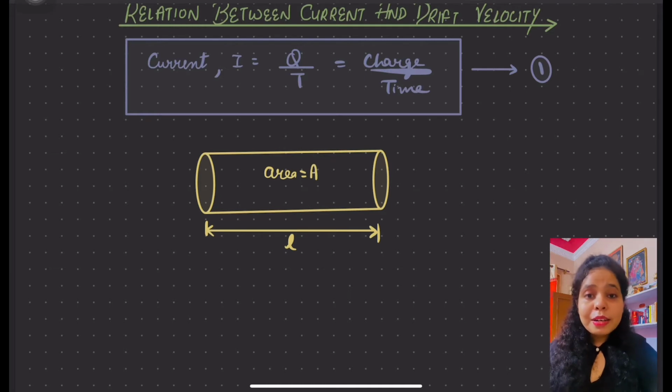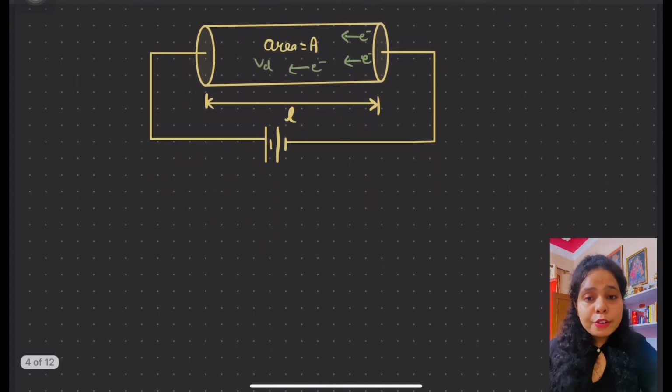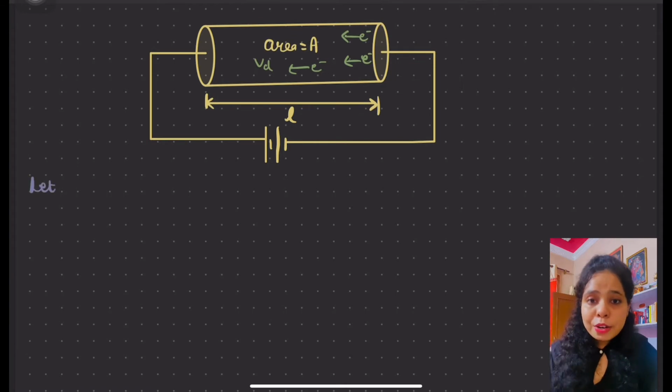As we know that in metallic conductors there are always free electrons which will contribute to the flow of current. So this metallic conductor is connected across the battery because we need to provide the potential difference in order to make the electrons drift from one end of the metallic conductor towards the other end. As soon as we attach this metallic conductor with a source of EMF, these free electrons will start drifting with the velocity Vd from one end to the other end of the metallic conductor.